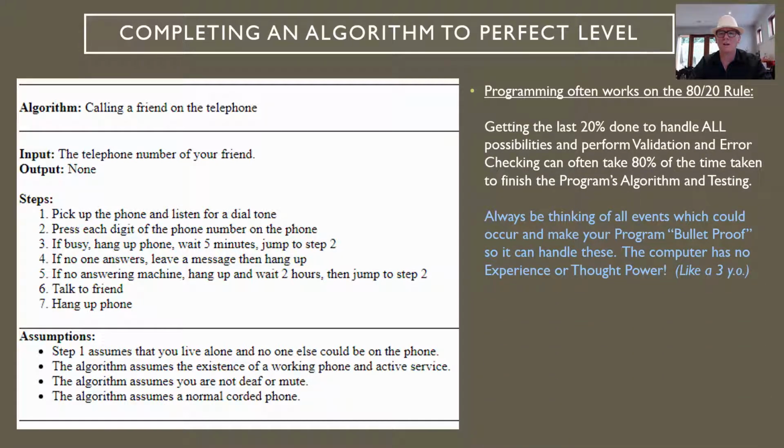So programming often works on Pareto's principle, the 80-20 rule. And what happens is that getting that last 20% done, that's going to handle all the possibilities and take care of everything, that can take you 80% of the time. So often we write our algorithm for something, we get the program working, it's all good, but then what happens if they type in the letter P instead of typing in a number? Because remember, the people could do anything on the program and the computer has no brain to tell them, hey, you were supposed to type a number in there. So yeah, that'll crash the program. So you have to do this thing called validation, which we'll talk about later. And it takes a lot of work.